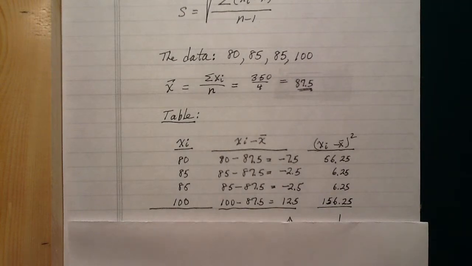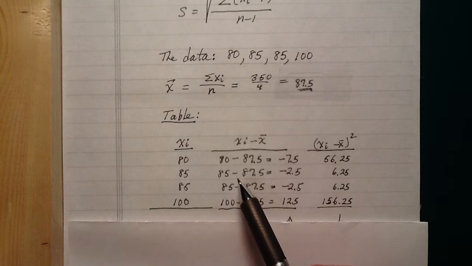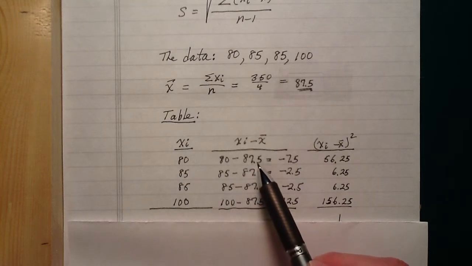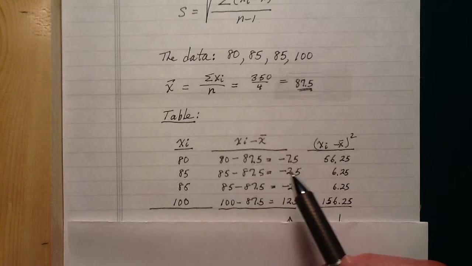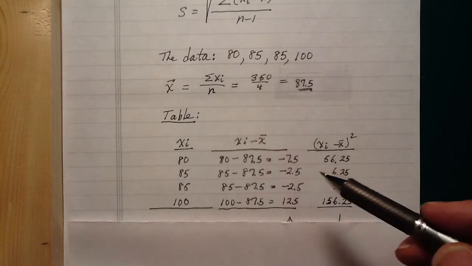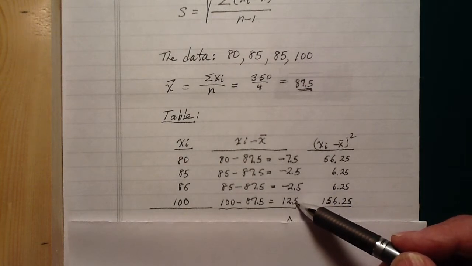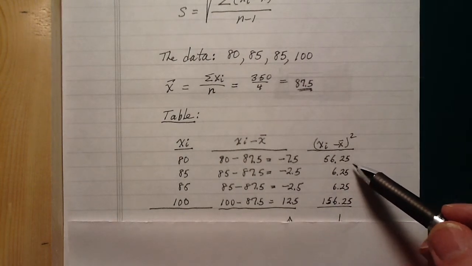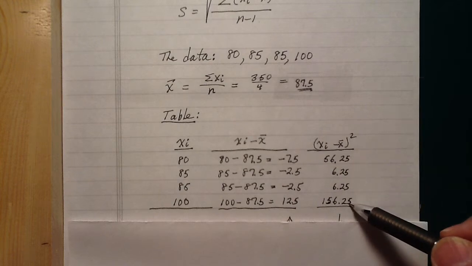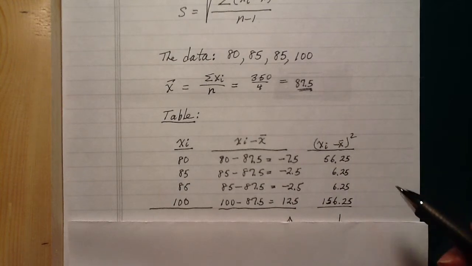And we do this one at a time. We list the x values in this column, and then we take x minus the x bar value, minus the mean, and this will give us a deviation. So we have 4 different deviations, one for each piece of data. And we'll square those deviations, and this column is the square deviations.